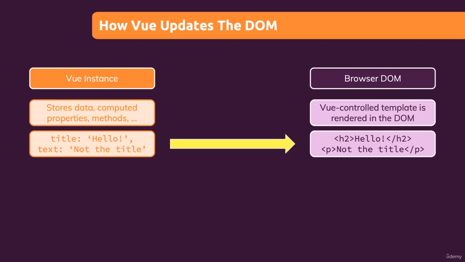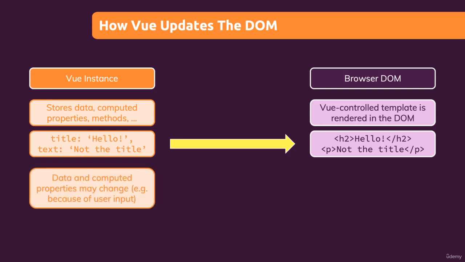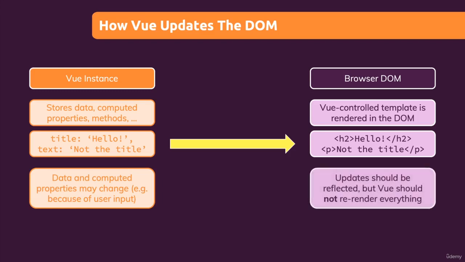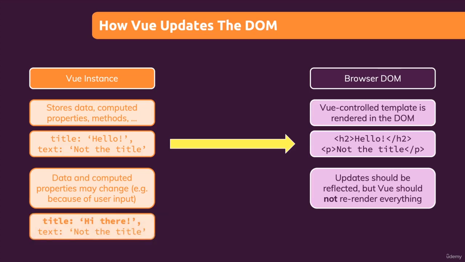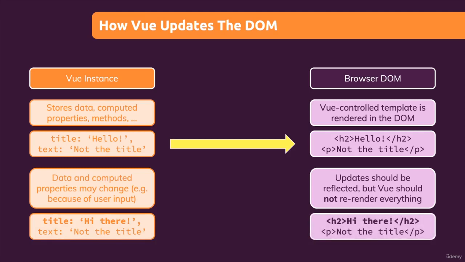Now, of course, our data and our computed properties might change. For example, because the user entered something or clicked a button. And those updates should of course be reflected, but Vue should not re-render the entire page every time something changes, but only the parts that did change. Because if Vue would re-evaluate and re-render the entire page, well, that would not be great for performance if just one piece of text changed. For example, if just the title changed, but not the text property here, then only the h2 tag which outputs the title should be updated, and not the paragraph.